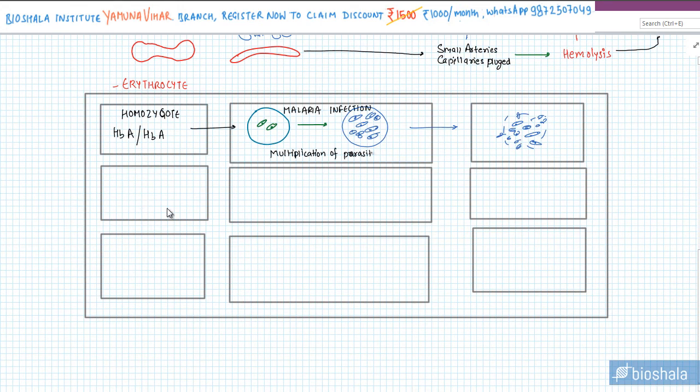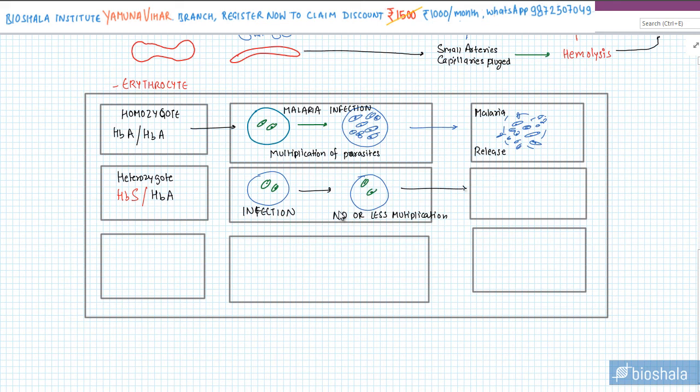What if the person is heterozygous? If one allele is HBS and one allele is HBA, then the person will have some sickle-shaped RBCs. Obviously, when the parasite enters the body, it will not get enough opportunity to divide and will lag behind, and the person may have a few symptoms of malaria, but cannot get severely ill because of the malaria. There will be no symptoms of sickle cell anemia as well, because he has normal hemoglobin as well.